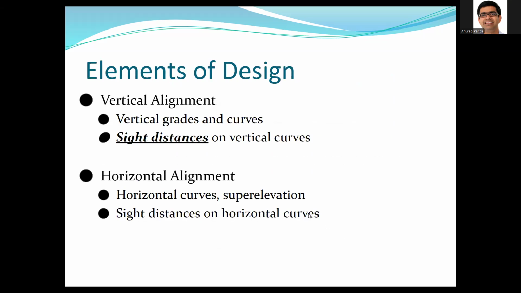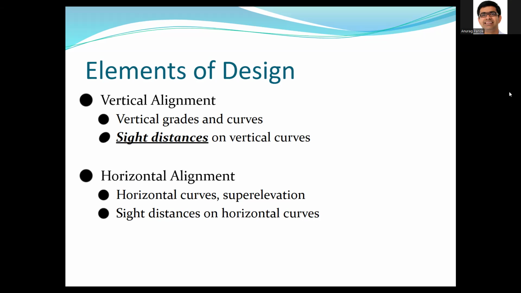So the elements of design that we are going to learn. There are actually 3 different elements of the design. One is vertical alignment. So where the road passes through vertically, so going up or down. Vertical alignment basically governs how we do the elevation transition, basically the upgrades and downgrades. So that's your vertical alignment.